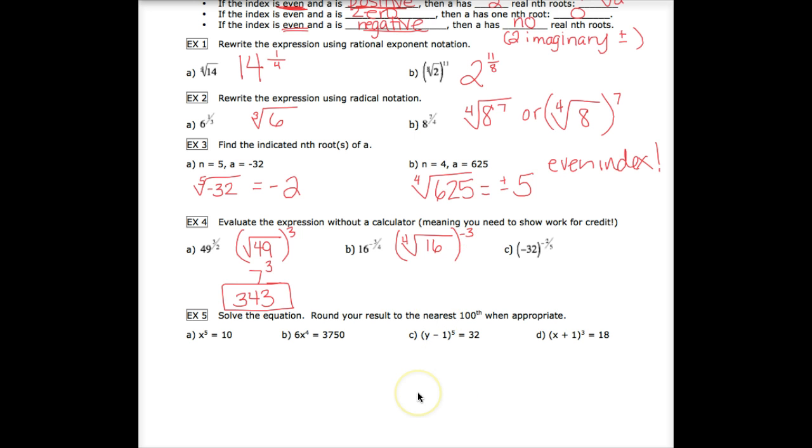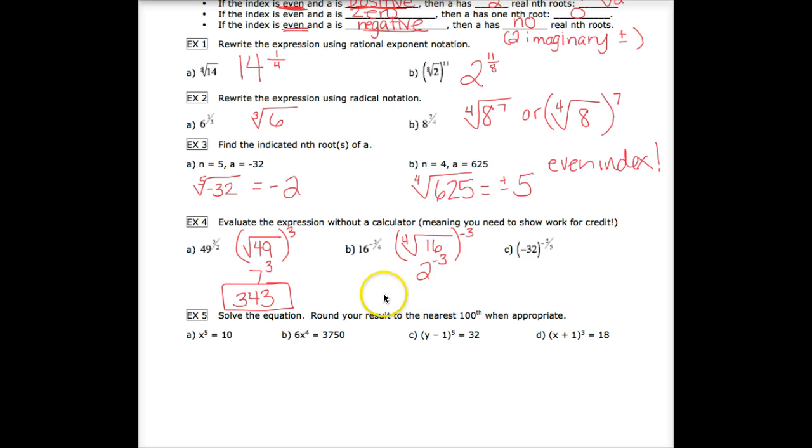Now, we should know what to do with negative exponents, so that shouldn't make us panic. 4th root of 16, if you didn't know, is 2. So now we've got 2 to the negative third power. Again, if you use your calculator and don't use exponent rules, you're going to get a decimal. We need a fraction, and you need to show the work. I don't just want the answer magically after this.